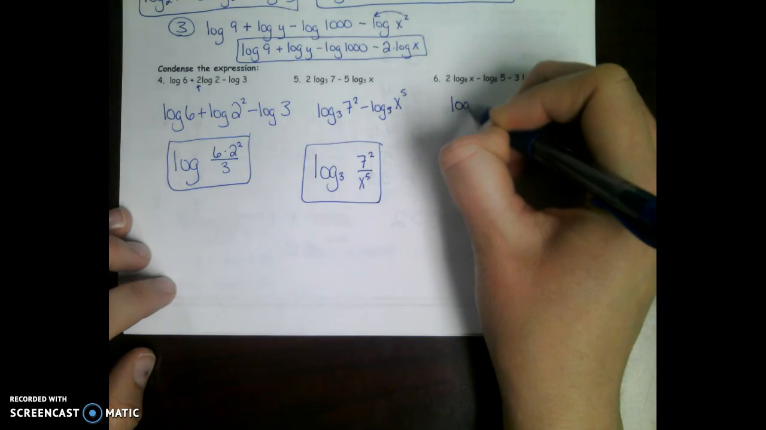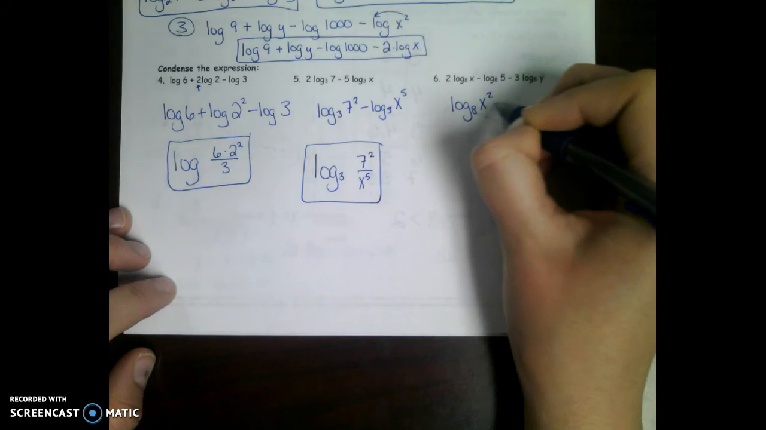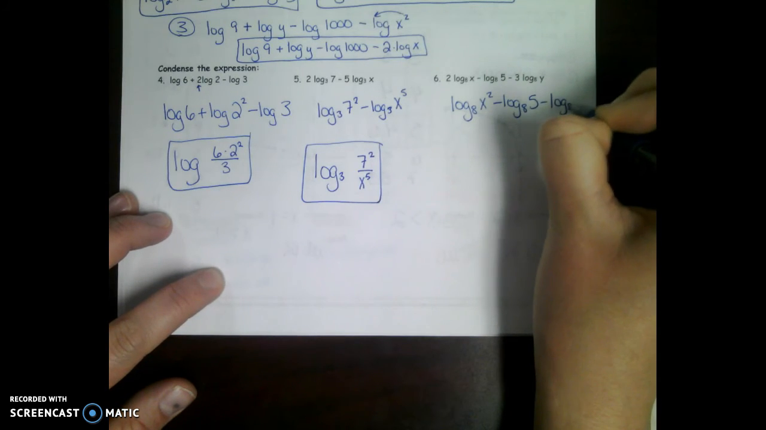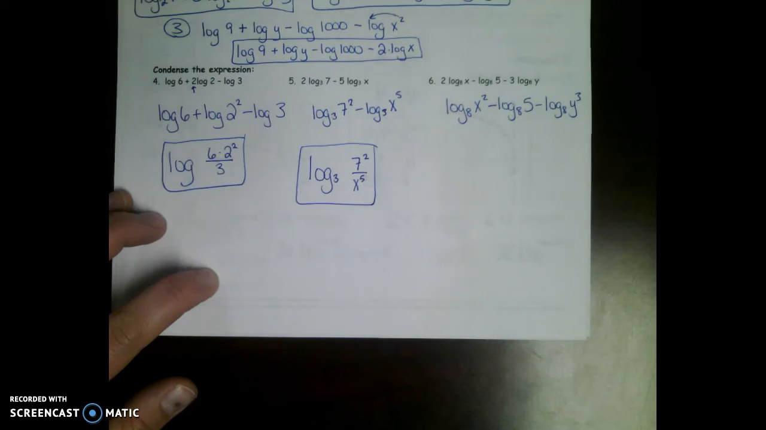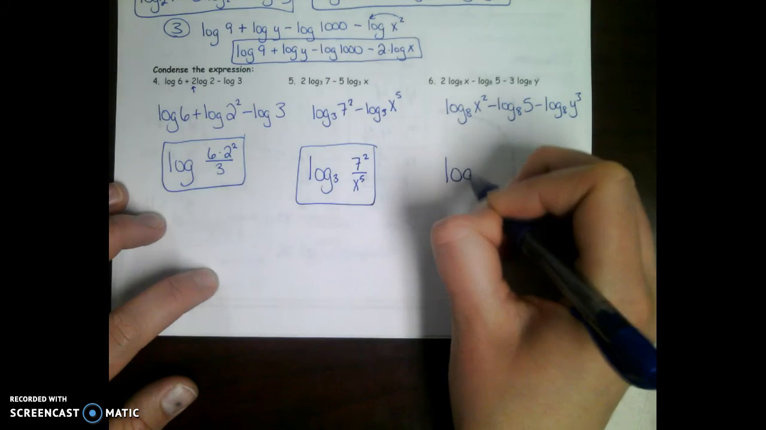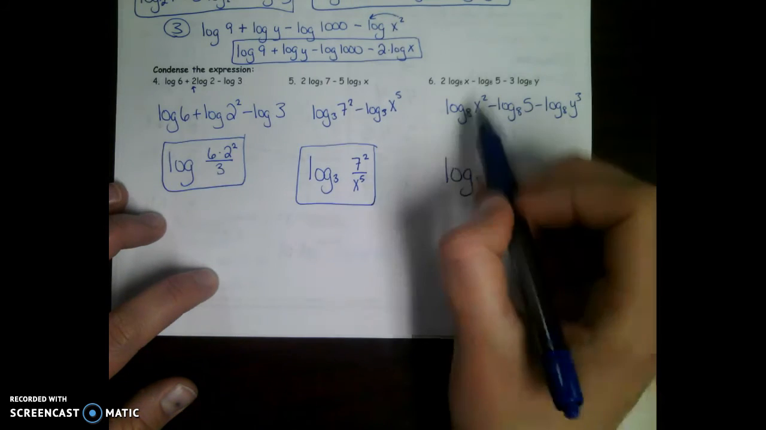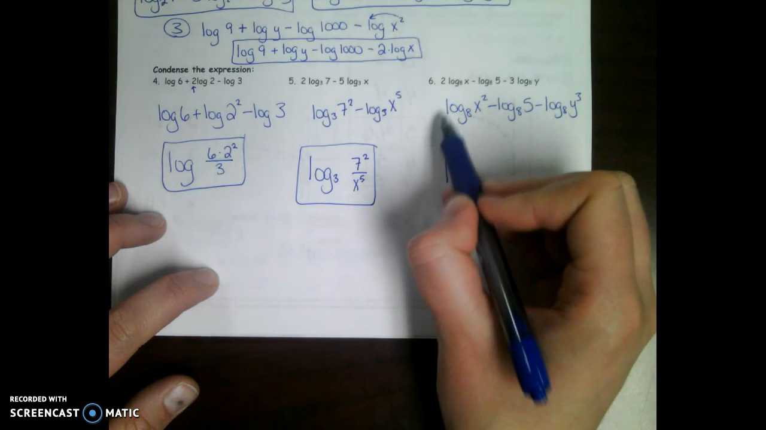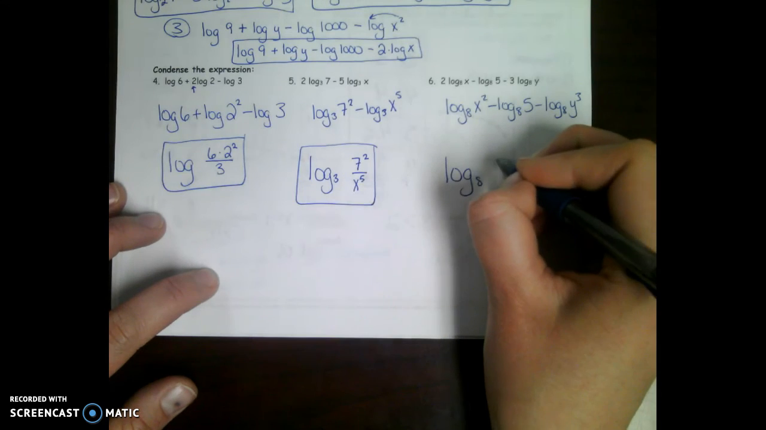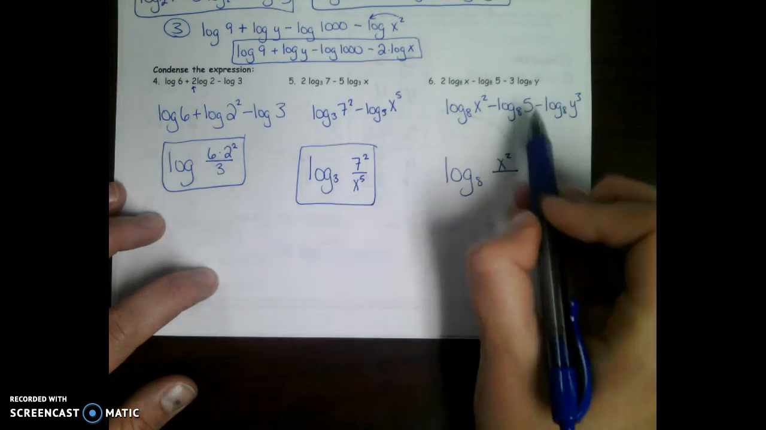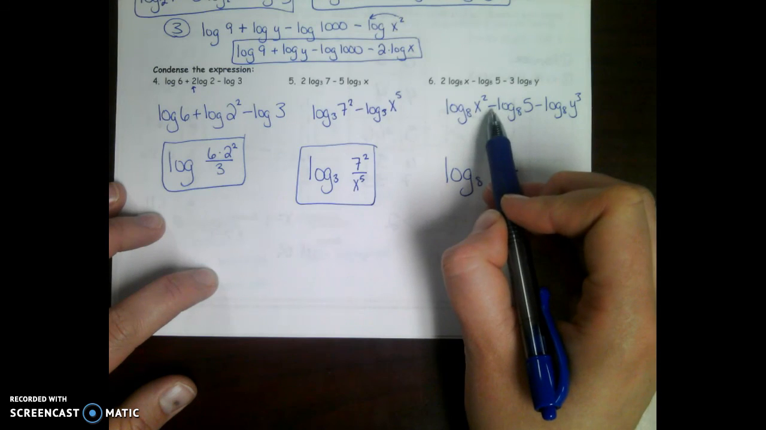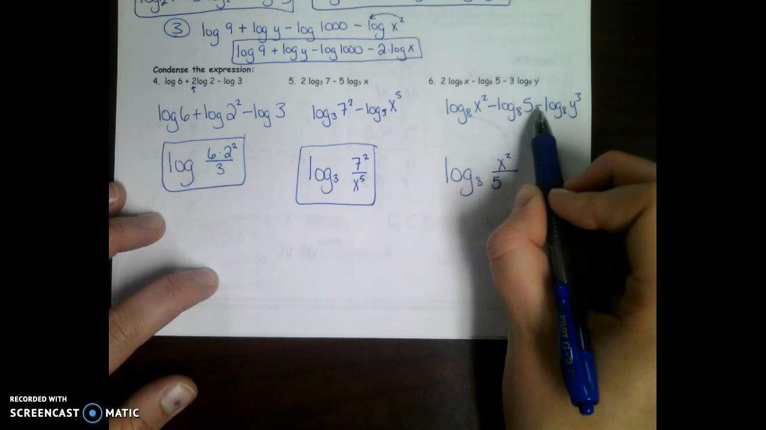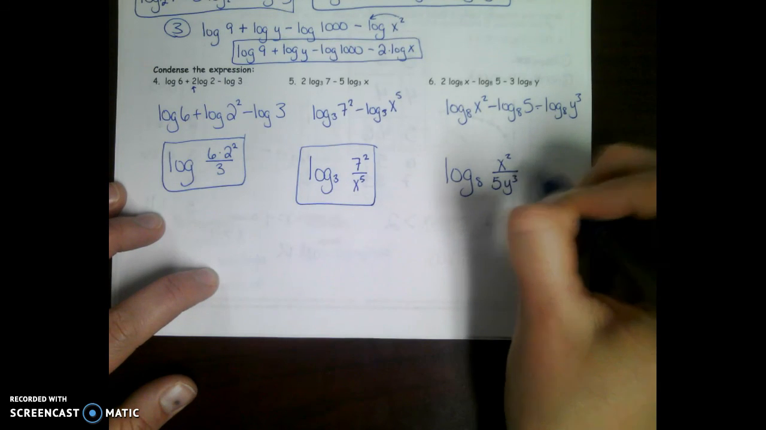Our first step, log base 8 of x squared minus log base 8 of 5 minus log base 8 of y to the 3rd. All of these are going to be inside log base 8. X squared comes from a positive log because there's no negative sign, so it must be positive. So x squared on top. 5 comes from a log that is negative, so 5 on the bottom. Y to the 3rd comes from a log that is negative, so y to the 3rd on the bottom.